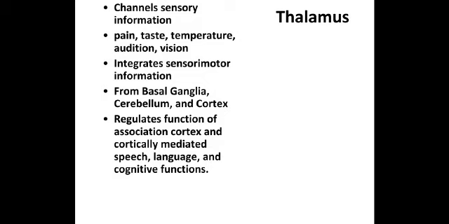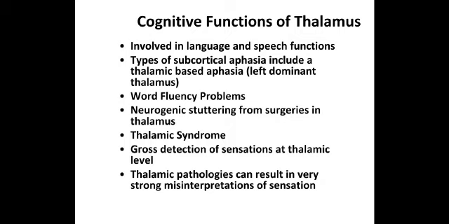thereby causing an effective intended movement. It regulates functions of association cortex and cortically mediated speech, language, and cognitive function. So, the thalamus has a role in language development also. So, the cognitive functions of the thalamus are that it is involved in language and speech functions.